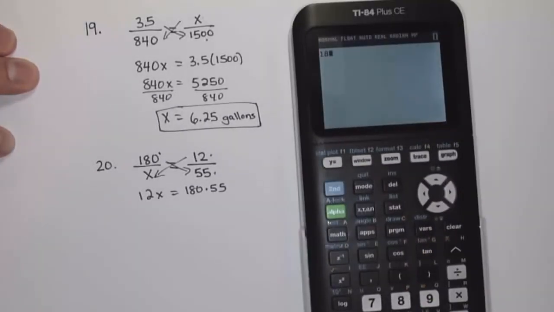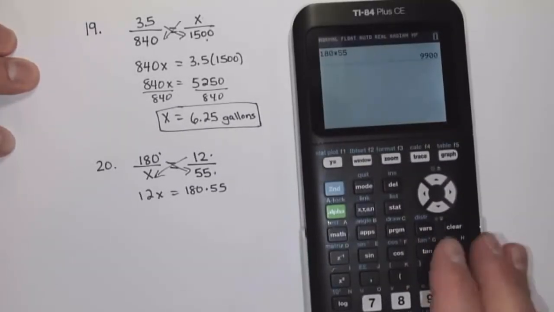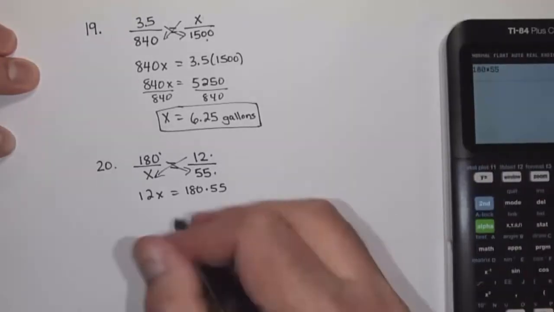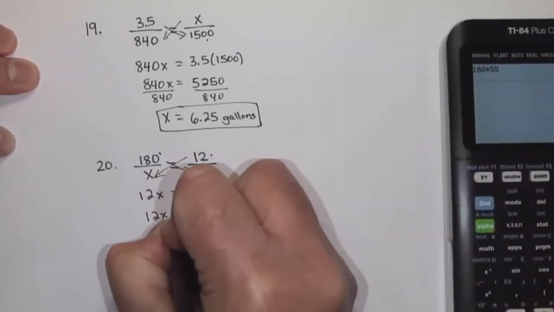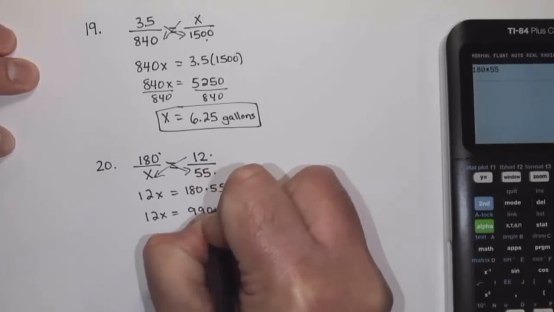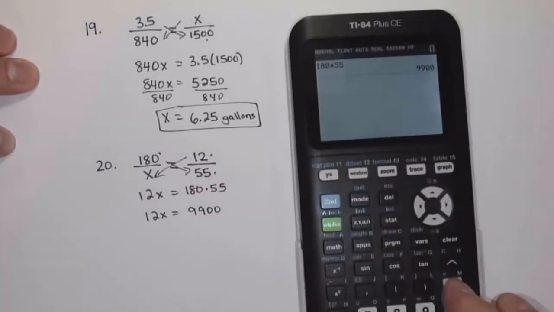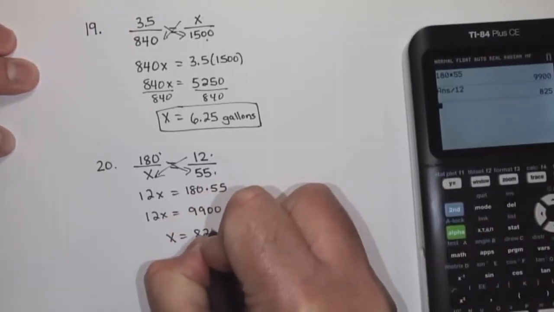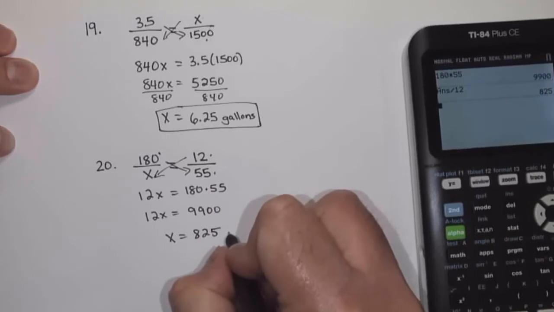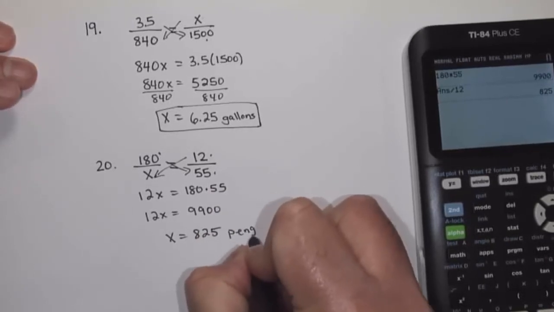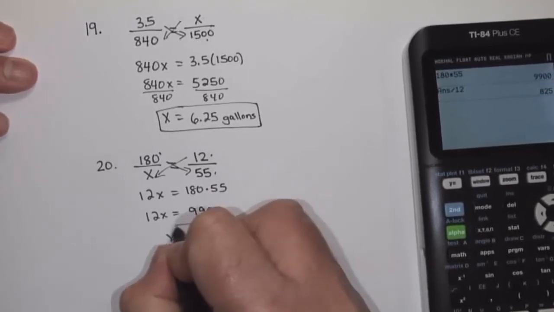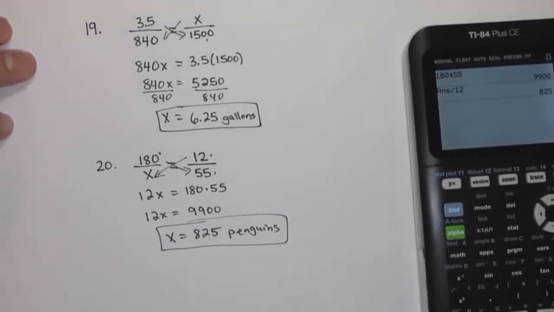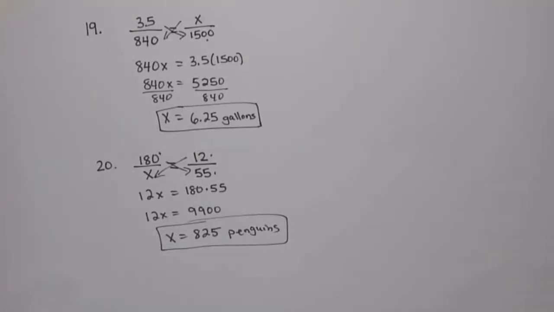Now, 180 times 55 is 9,900. So we have 12x equals 9,900. And if we divide 9,900 by 12, that is 825. So we would estimate that there are 825 penguins in the population. Let's look on to number 21.